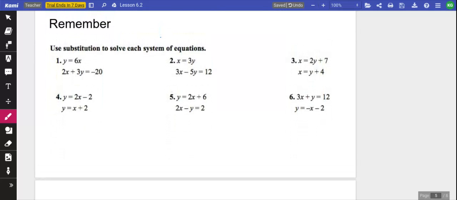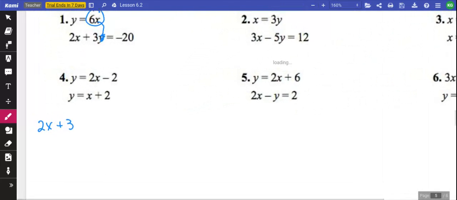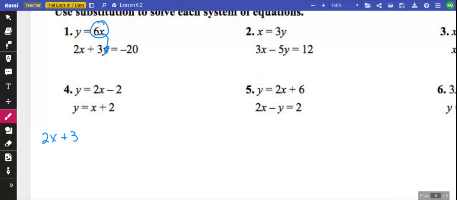Okay, so for number 1 here, we have y is the same as 6x. And then my second equation, I have 2x plus 3y equals negative 20. So I already have one equation where y is by itself, so I'm going to circle that. And I'm going to substitute it in the y's place. So my equation down there becomes 2x plus 3, and now instead of y, I'm going to say, what does y equal? Well, y equals 6x. And then I'm going to finish the equation with equals negative 20.